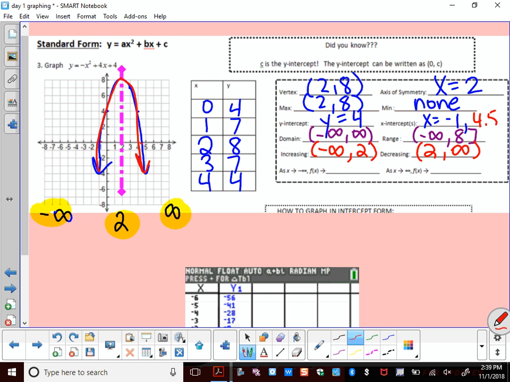My end behavior, my graph is going down. So negative. Negative. Alright, negative. Any questions so far?